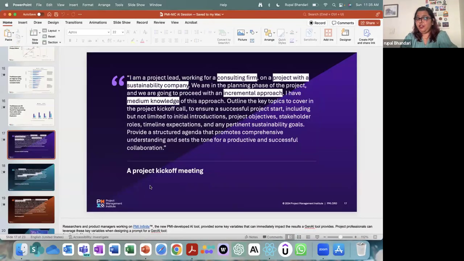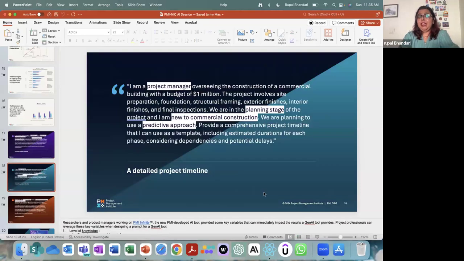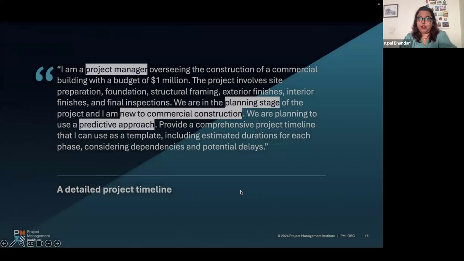So like I mentioned, the project kickoff meeting is about automation. That's one bit we covered. Going to the next one, a detailed project timeline. So I'm going to give it more detail as a project. I'm going to go a little and talk about the prompt first. Let's look at the prompt.